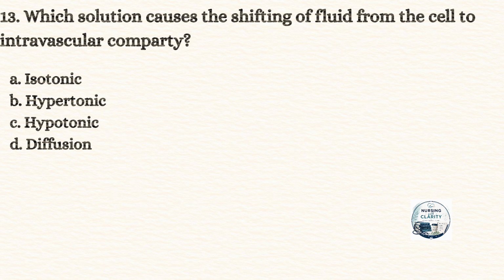13th question. Which solution causes the shifting of fluid from the cell to intravascular compartment? A. Isotonic. B. Hypertonic. C. Hypotonic. D. Diffusion. The correct answer is B. Hypertonic. Hypertonic fluid has a higher osmolarity than intracellular fluid. This causes water to move out of the cells into the intravascular space by osmosis. As a result, cells shrink and vascular volume increases.